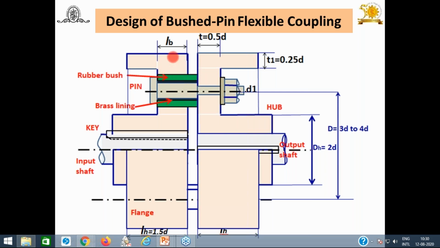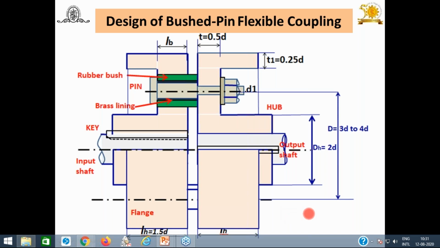Then again here, LB is the length of bush on this input plane that we have to find out. And for the total length, if you find LB and add this 5 mm, you will get the length of this rubber bush, the length of this bush lining or brush bush also. Try to understand. This is about the construction of a bush pin type flexible coupling.